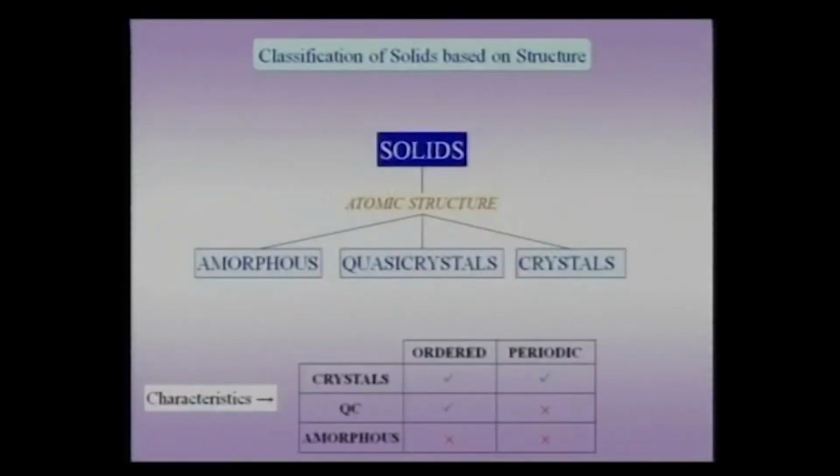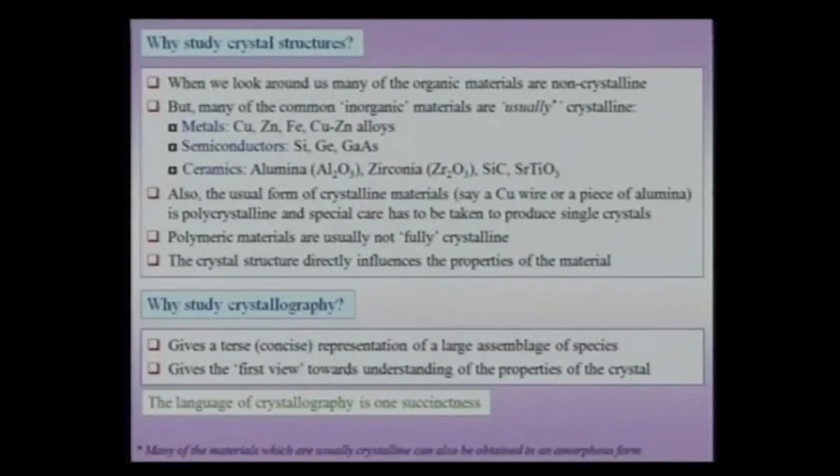Let us revise some of the aspects we have considered so far, especially with regard to crystals. We have seen solids based on atomic structure can be amorphous, quasi-crystalline or crystalline, and in this current topic we will extensively deal with crystalline structures. We had considered the motivation for studying crystalline structures, as many of the important engineering materials like metals, semiconductors and ceramics are crystalline in nature in their usual form. We had also seen that some of these can also be obtained in non-crystalline forms.